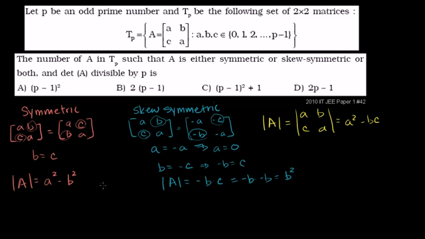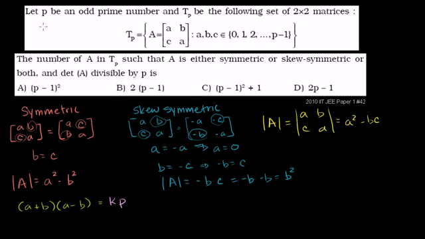Now let's think about how many matrices satisfy this, where this determinant is going to be divisible by P. So this needs to be divisible by P. First, let's just factor this. It's the same thing, just because it looks tempting, as A plus B times A minus B. So this is the determinant in the symmetric case, and it needs to be divisible by P, which essentially means it needs to equal some integer constant times P.